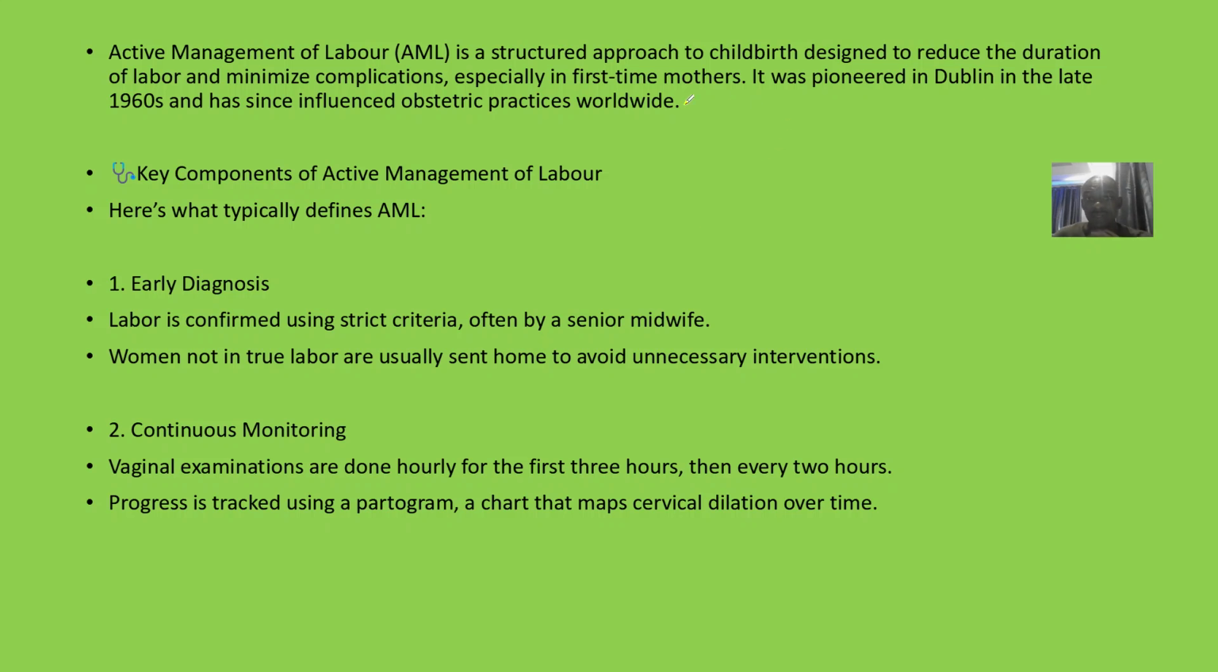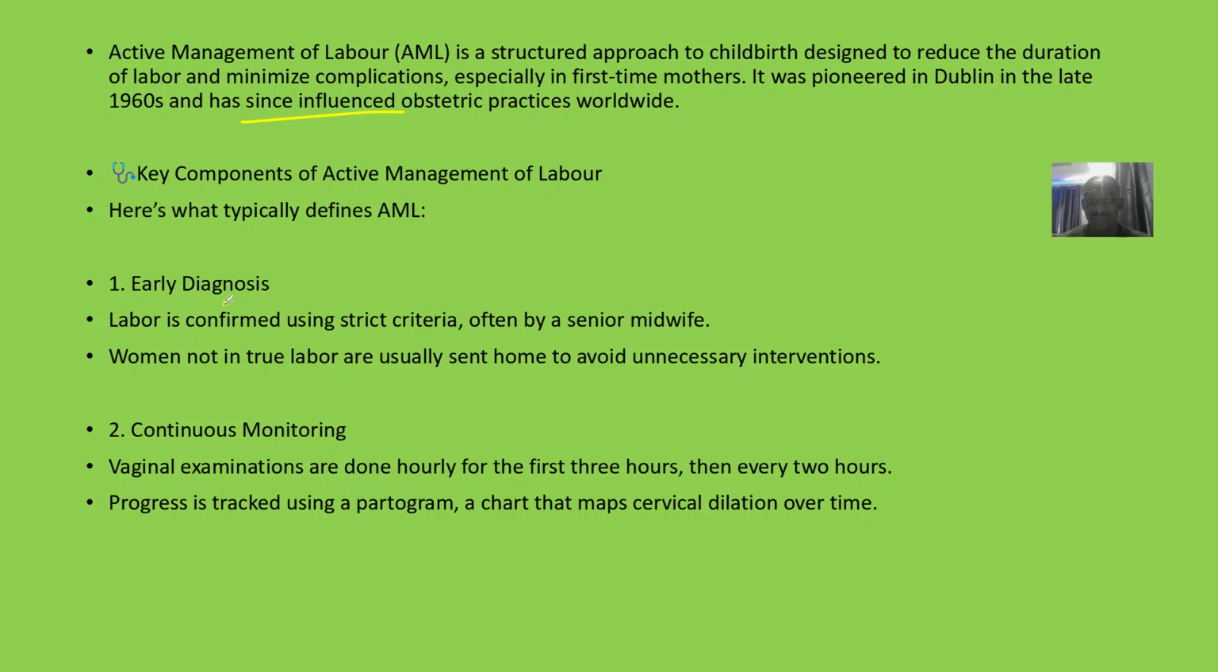So active management of labor is just a structured approach to childbirth. It is designed to reduce the duration of labor and minimize any complications that usually come up in labor, especially in first-time mothers, okay? It was pioneered in Dublin in the late 1960s, and since then has influenced obstetric practice worldwide. So what are the key components of active management of labor?